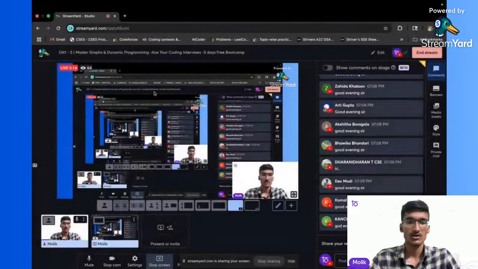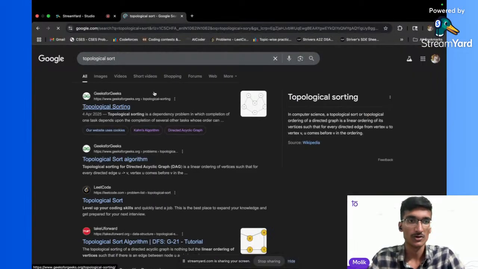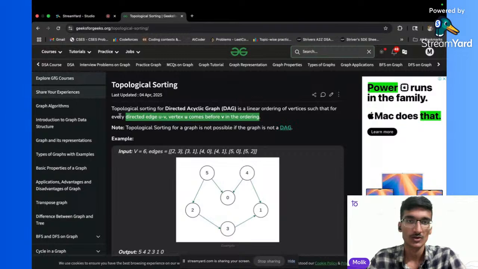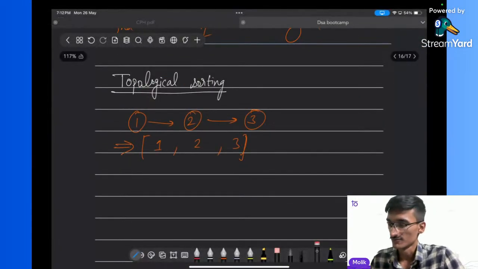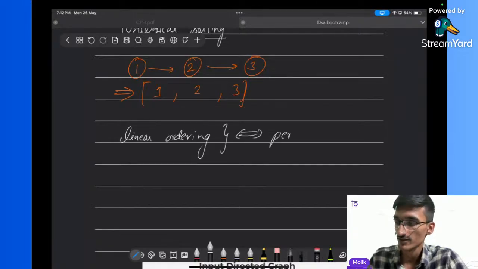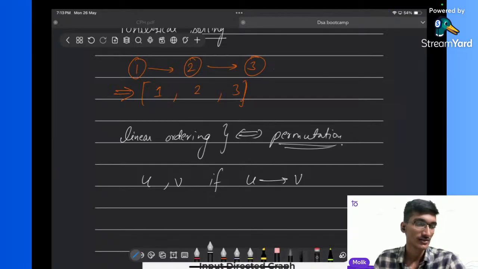I'm honestly not very sure what the formal definition of a topological sort is. Okay, they have given a mathematical definition for it. We can formulate it like that as well, but I feel like it will be confusing. They are using very heavy words, like linear ordering. You can understand it like this: a linear ordering is basically a permutation. So any permutation in which u comes before v if there is an edge from u to v.